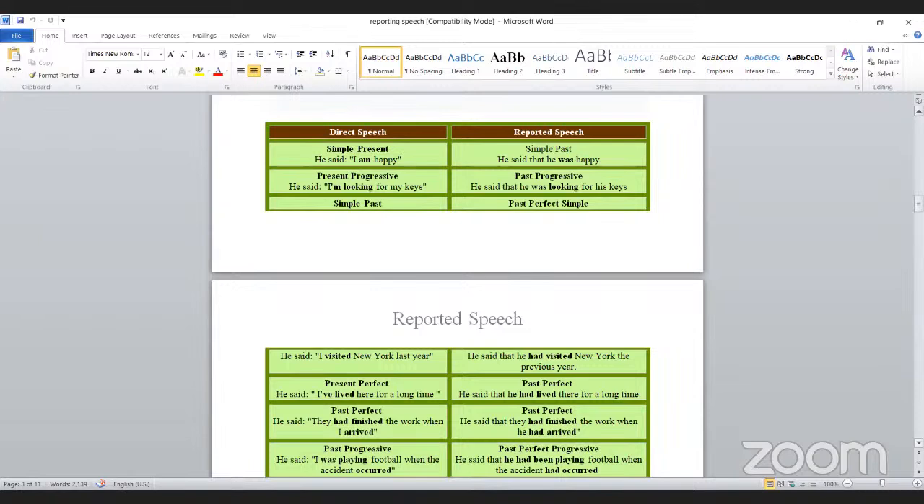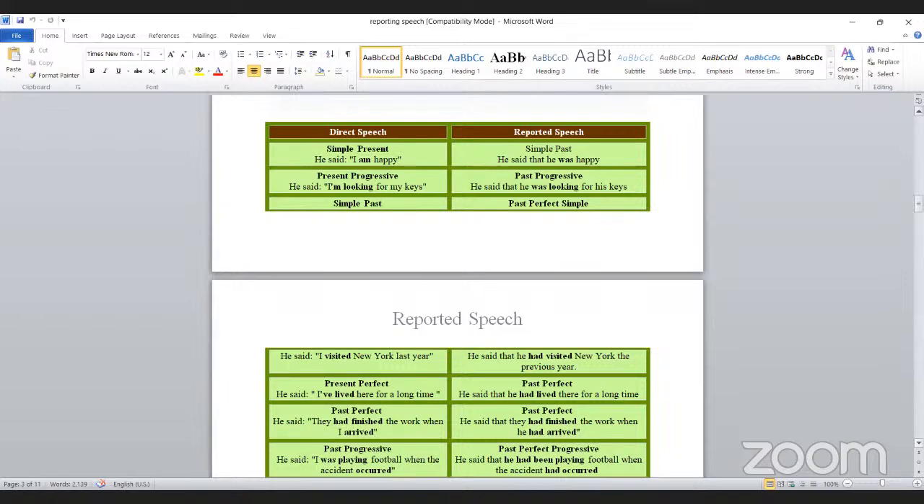Present perfect. If your sentence is in present perfect, he said, I have lived here for a long time. If it's in present perfect, it should go to past perfect. So your sentence should come like this: He said that he had lived there for a long time.